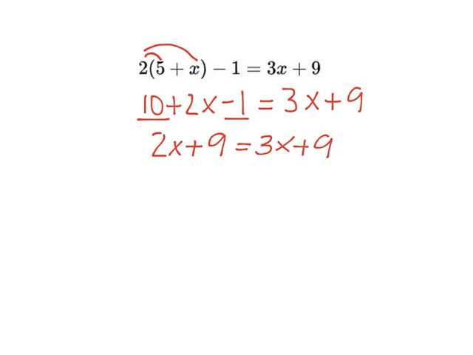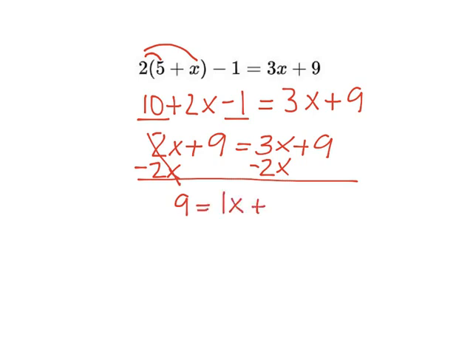I'm going to move my 2x over to the other side by subtracting it, so that these 2x's will cancel. I'm left with 9 equals 1x plus 9. Now I'm going to move this 9 over to the other side. 9 minus 9 is 0, equals x.